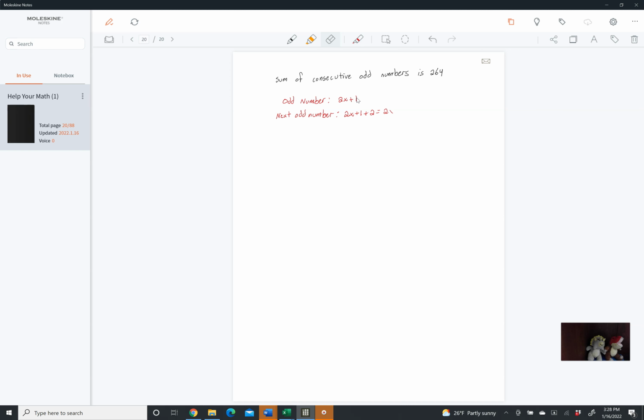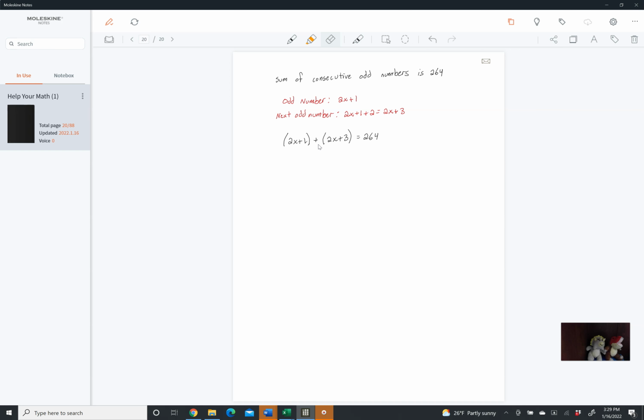Which is 2x plus 3. This is how we guarantee that we don't have consecutive even numbers, we have consecutive odd numbers. So now we're saying, well, okay, the sum of those numbers is 264. Our first number is 2x plus 1, we'll put parentheses around it. Our second number is 2x plus 3, and the sum of those numbers, when we add them together, we get 264.